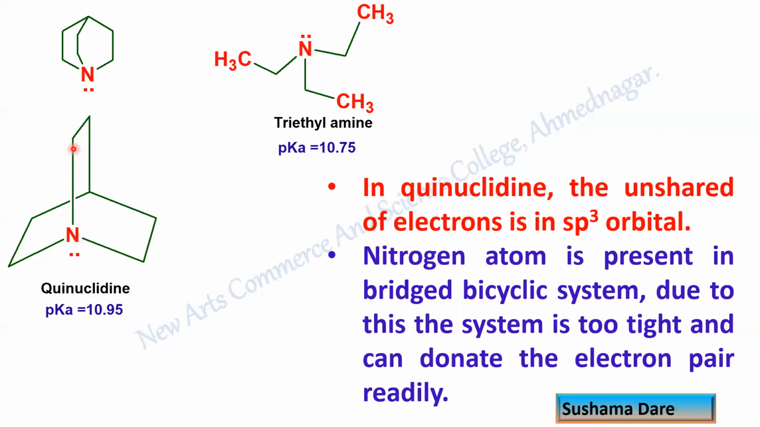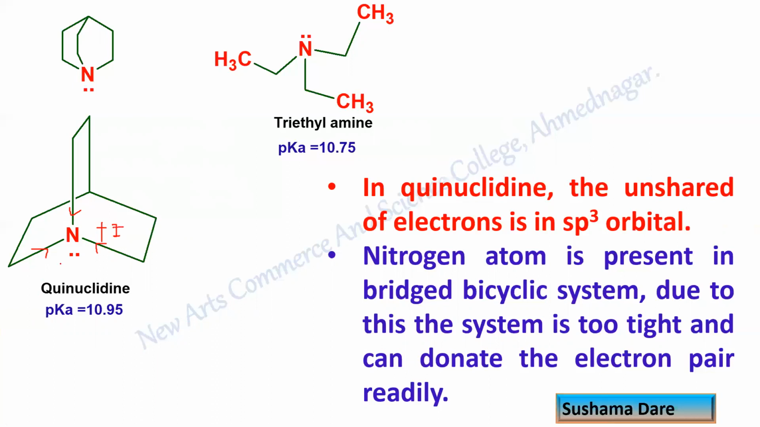But as it is a bridged compound, the system is tight. There is no flexibility for this substituent, for this substituent, and for this substituent. Because there is no flexibility, we call this system tied up, and hence this electron pair is readily available for donation. And one more thing, all these alkyl groups show an electron donating inductive effect. So they transfer their electron density to the nitrogen atom, and hence in a tertiary amine the plus I effect is more.